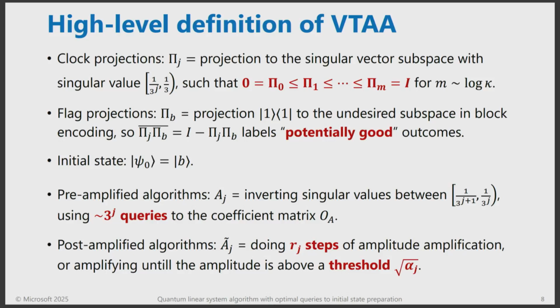And next, we have the initial state. There's no problem with that. And then we have the pre-amplified algorithm. So in this case, we want to invert the singular values, but only within a small interval. And the cost of that will be 3 to the j, inversely proportional to the singular values. And finally, we can talk about amplitude amplification. There are different ways of describing that. For example, we can say, let's do R steps of amplitude amplification, or we can say, let's just keep doing the amplification until we are just above some threshold.